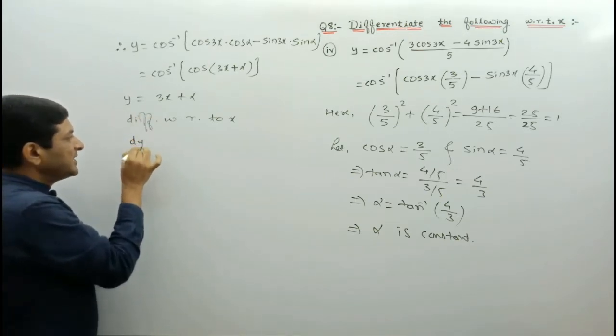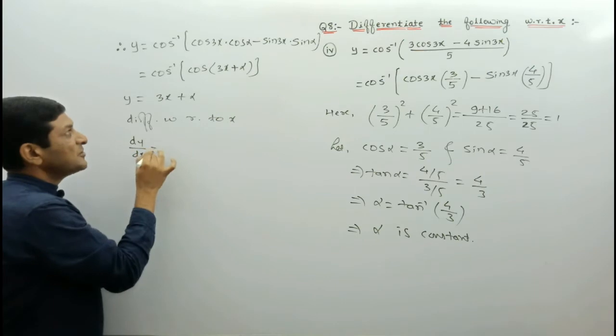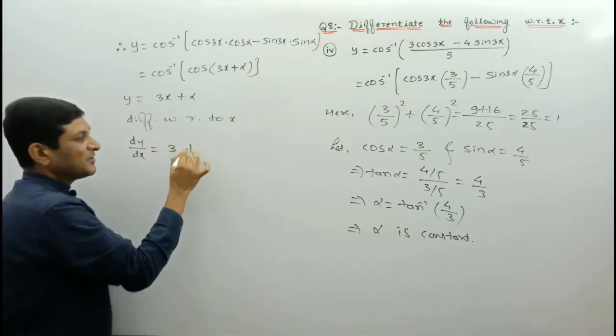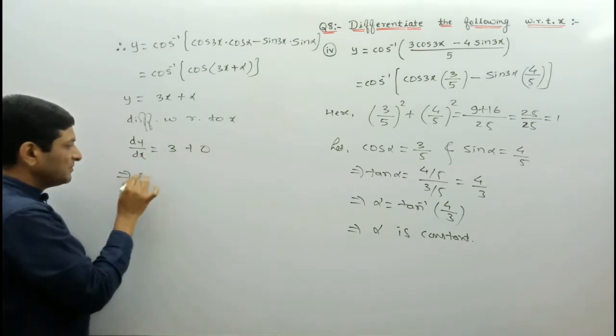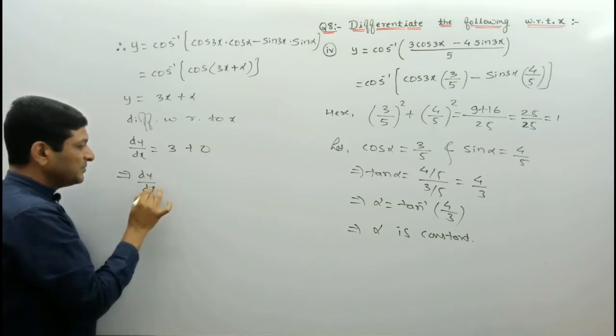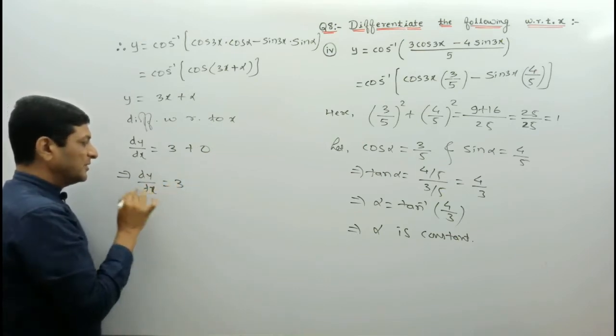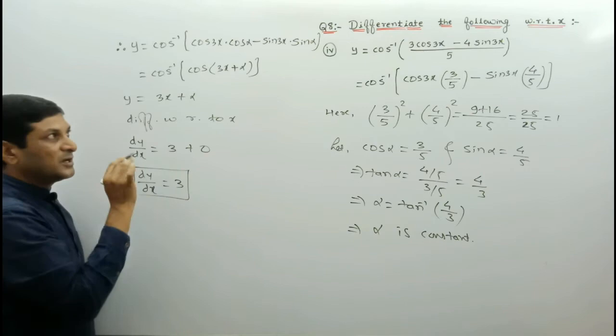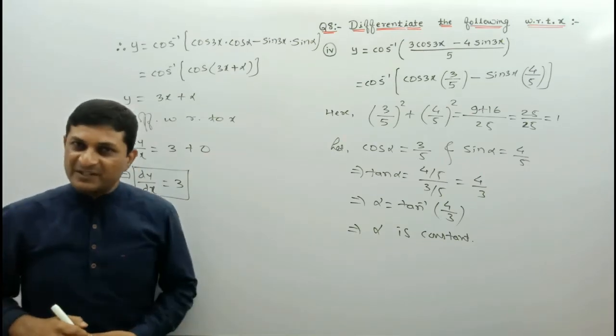So derivative of y is dy upon dx, derivative of 3x will be 3 and derivative of alpha will be equal to 0, which implies that dy upon dx will be equal to what? 3 plus 0 is equal to 3. In this way we have got the differentiation of the given function.